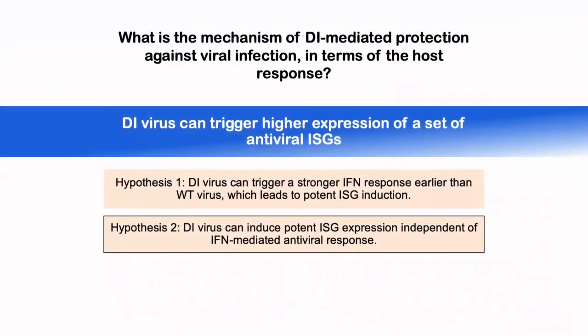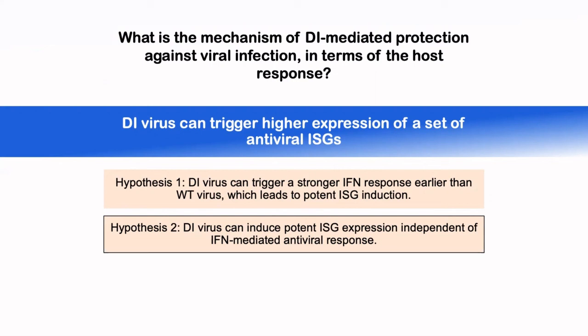So what we're trying to determine in these experiments is the mechanism of this DI-mediated protection. We know that it triggers higher ISGs, and the hypothesis was that maybe it triggers them before the virus itself, but it's still an interferon type response. But actually, we think this is more correct: it bypasses the whole interferon pathway. So the DIs have a completely different way of stimulating the immune response.